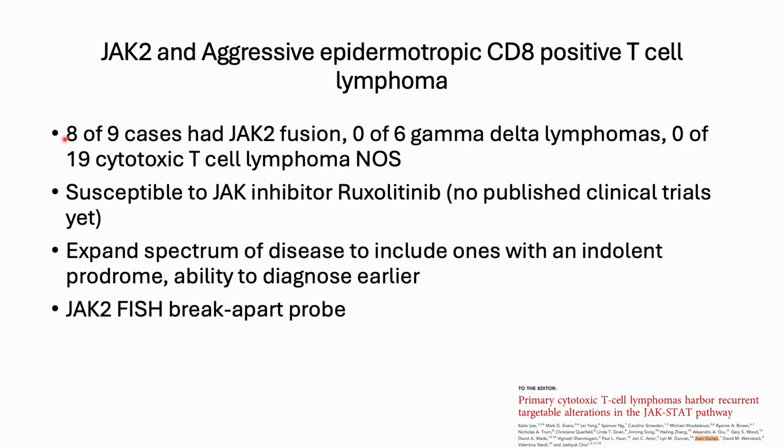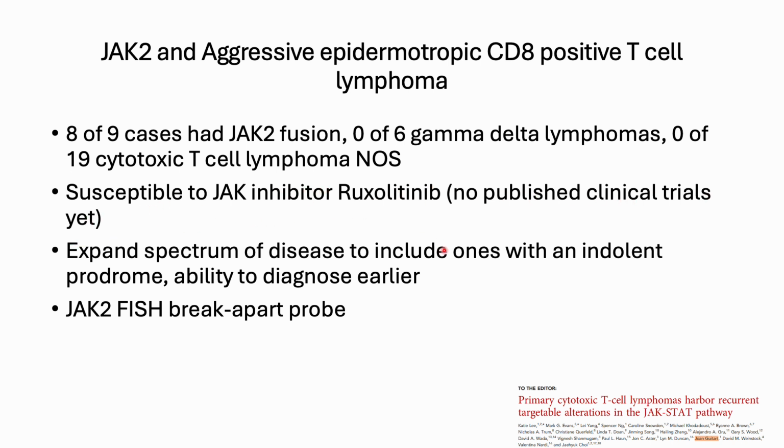But recent data shows that in 8 of 9 cases there was a JAK2 fusion, which was not present in gamma delta T-cell lymphomas or in 19 cytotoxic T-cell lymphoma not otherwise specified. And we can diagnose this with a JAK2 break-apart FISH. This opens up the possibility for targeted therapy with JAK2 inhibitors, although there's no clinical trials of this as yet.